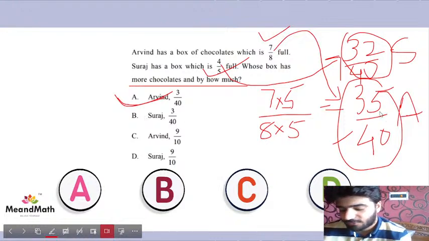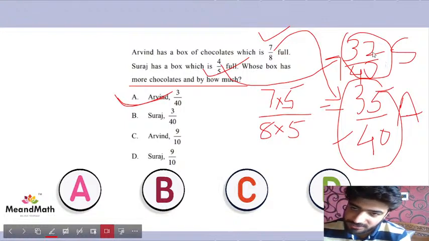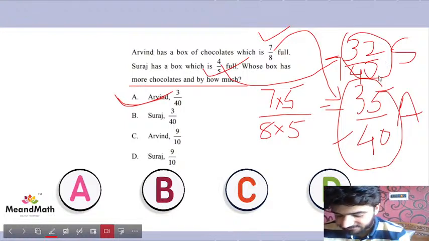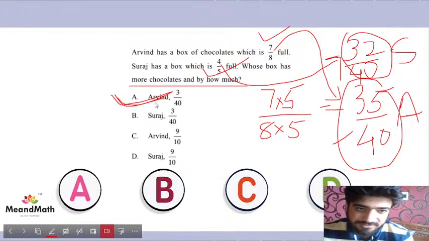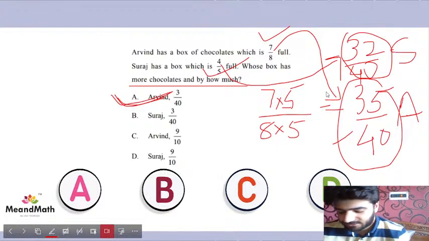Since 35 by 40 is greater than 32 by 40. Arvind is 35 by 40. Suraj is only 32 by 40. Which is greater? Very simple. 32 by 40 is smaller than 35 by 40. And by how much is it smaller? 3 by 40. So isn't it A, 35 by 40 and 32 by 40? A is the correct answer, as Kriti is saying, as Mamta Rane is saying, as Ritika is saying.